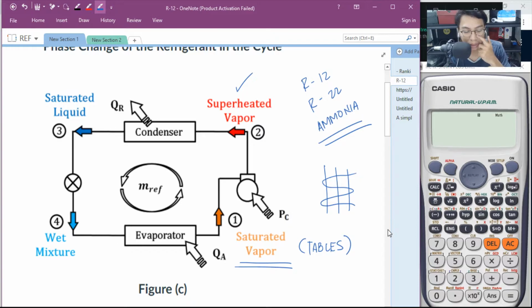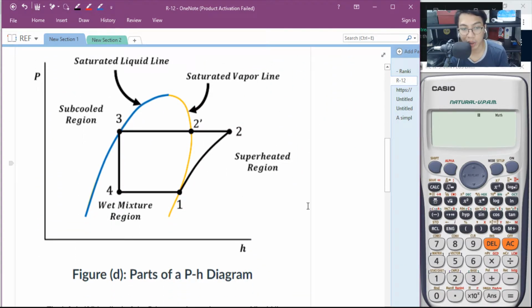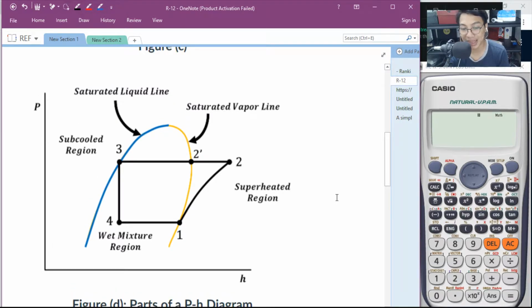Kung saan i-condition mo na siya na part of it is wet, part of it is vapor before going back to your evaporator for the cycle of heat absorption. Okay? Ganun lang po yun. So, going to your pH diagram where we can see clearly, ito kasi yung fundamental diagram na dapat nating babasihan when we are talking about refrigeration cycle.